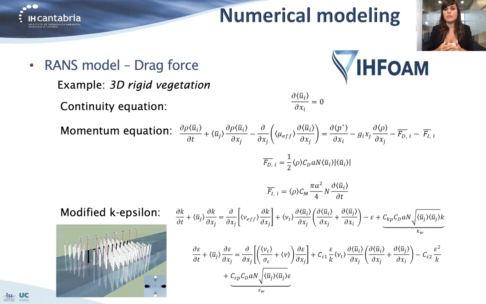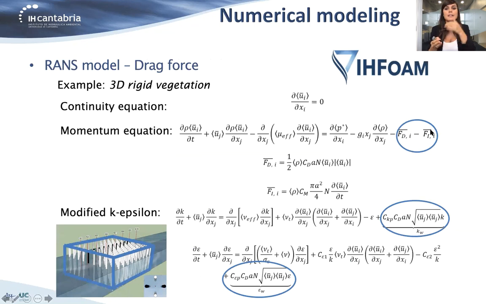As an example of numerical modeling, I'm going to present here a RANS model, IH-FOM, where a drag and an inertial force were implemented in the momentum equation to induce the energy damping produced by the ecosystem. The turbulent closure model was also modified to include the vegetation effects. IH-FOM also allows introducing the individual elements as obstacles, using in that case a k-omega SST turbulence closure model. The model was validated for both approaches with laboratory data.